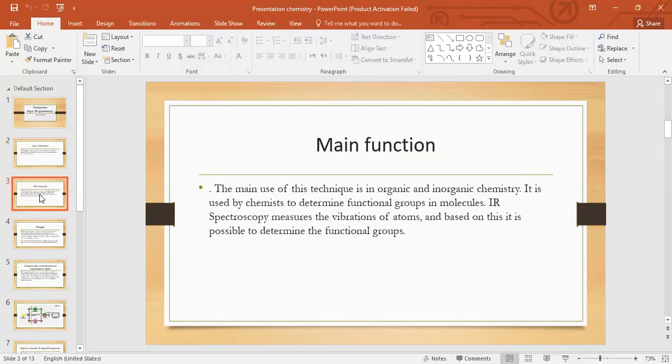The main function of IR spectroscopy in organic and inorganic chemistry is very vast because it is used to determine the functional groups in molecules. IR spectroscopy measures the vibrations of atoms, and based on this, it is possible to determine the functional groups. So we can determine the use and its effects on organic and inorganic chemistry.